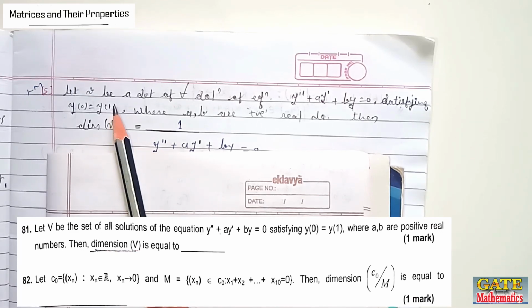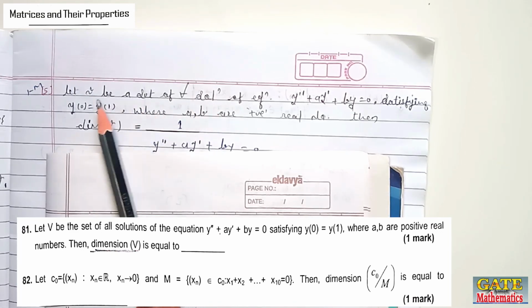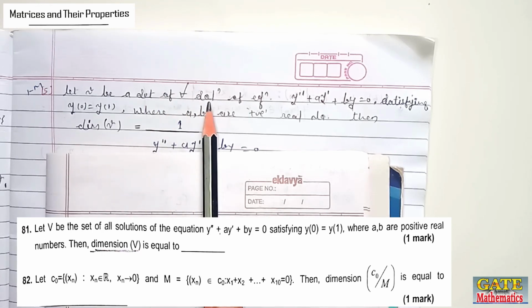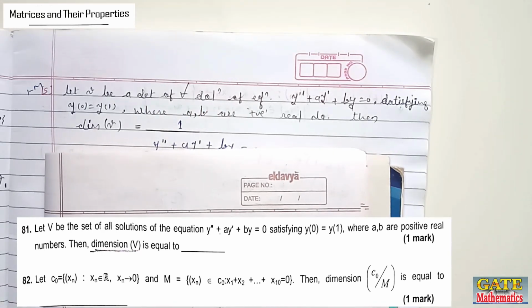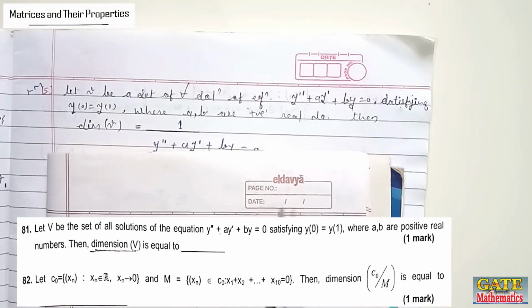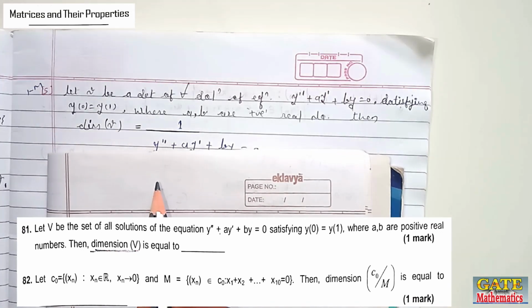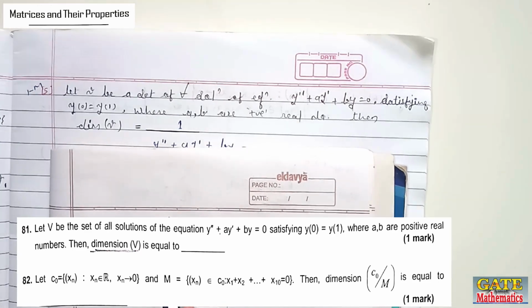Okay, that means V is the set of all solutions. So we have V as the complete set of solutions, and the dimension of V means how many constants are present in our solution. Let me explain in some simple form what is meant by solution.